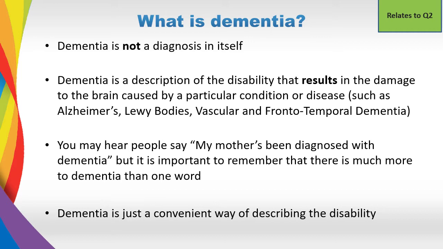So you may hear people say, oh, my mother's been diagnosed with dementia. But it's much more important to remember that there is way more to dementia than just that one word. It's a convenient way of describing the disability, but it's not actually a diagnosis. A diagnosis would be Alzheimer's disease or vascular. It wouldn't be just dementia on its own.